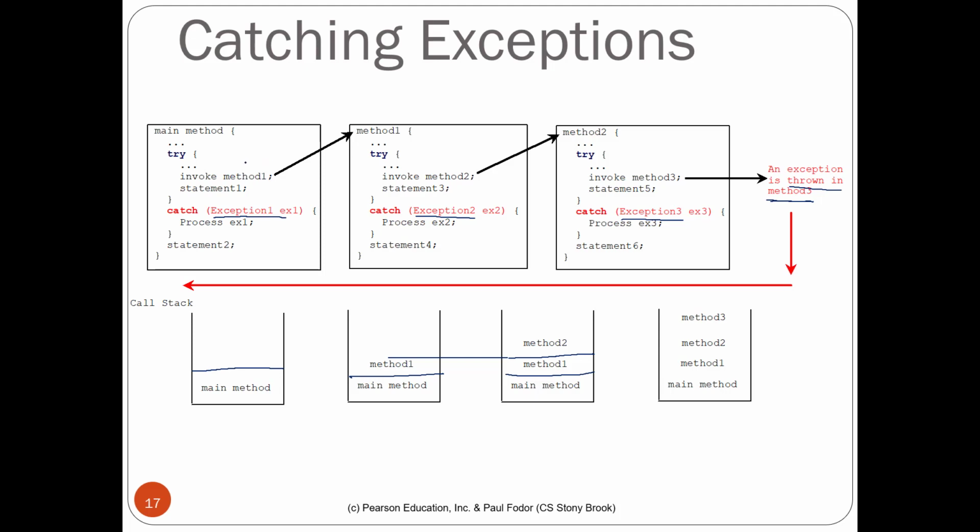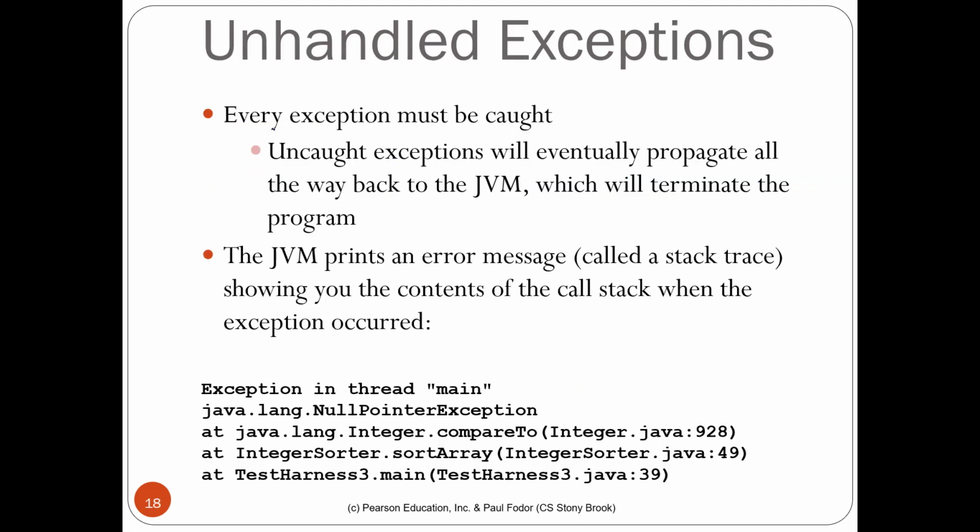And if main method can address the exception which was raised by method 3, which could not be resolved by either method number 1 or method number 2, then that's good news, because ultimately main method will resolve that. Unfortunately, if you have an extreme situation where the exception raised by method 3 is not addressed by any of these methods, like method 2, method 1 and main method, then the JVM will ultimately resolve that exception. So that's what we have here. Every exception must be caught. Uncaught exceptions will eventually propagate all the way back to the JVM, and then the JVM will terminate the program.